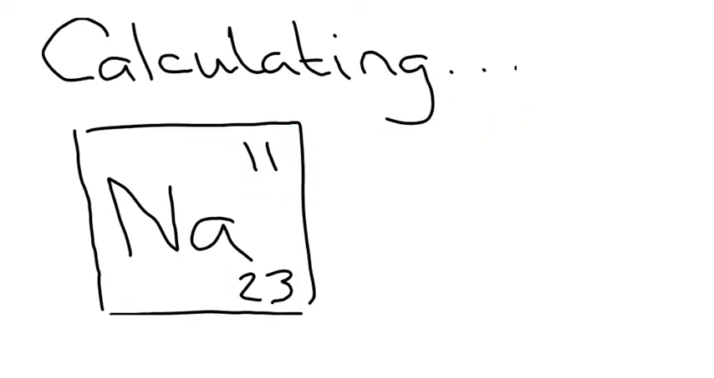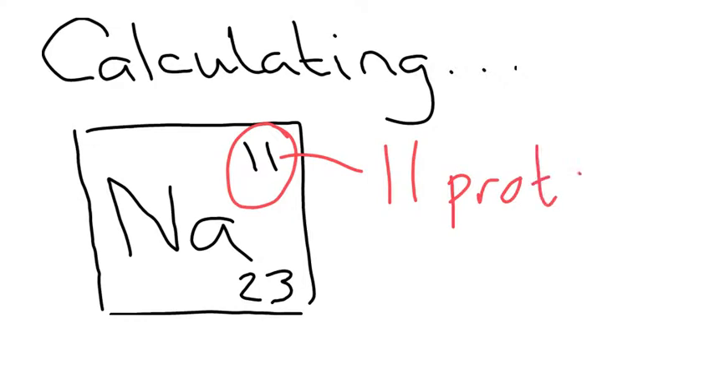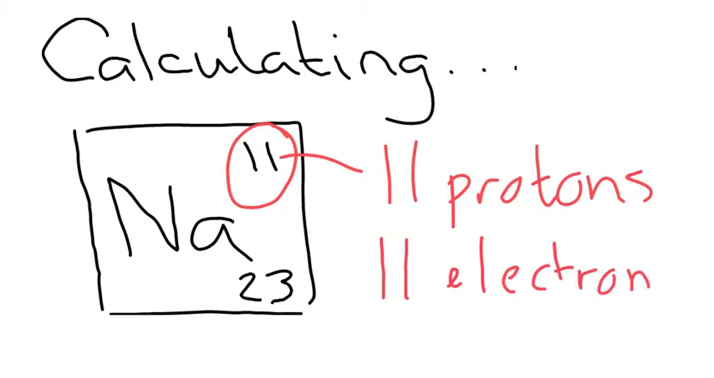Okay, so the easy bit with calculating particles is really using this number, the atomic number. So straight away we can see that we have got 11 protons, and as we just talked about a second ago, because of the fact that the atoms are neutral, the number of protons will equal the number of electrons. So that must mean there are 11 electrons. Now that's kind of the easy part. Calculating the number of neutrons is a little bit more complicated.